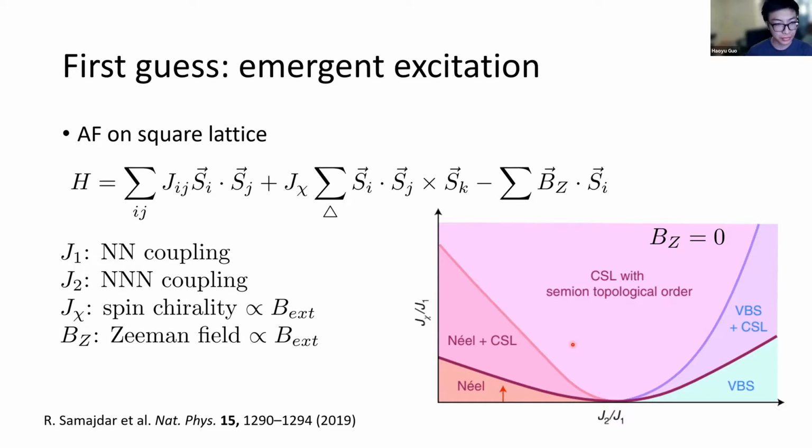So you will see that because J chi is somehow a dangerously irrelevant operator, the phase boundary here is actually parabola-like. That means that as long as the value of J2 is somewhat close to this critical point, the required J chi can be very small. But we don't have a number here.